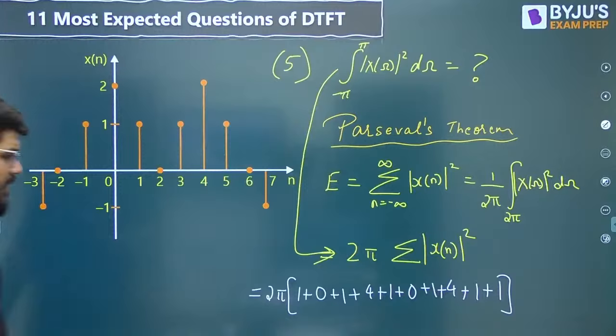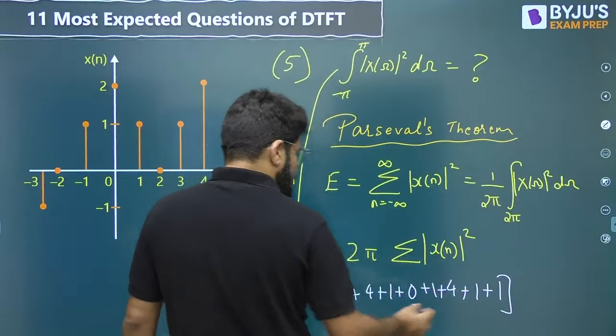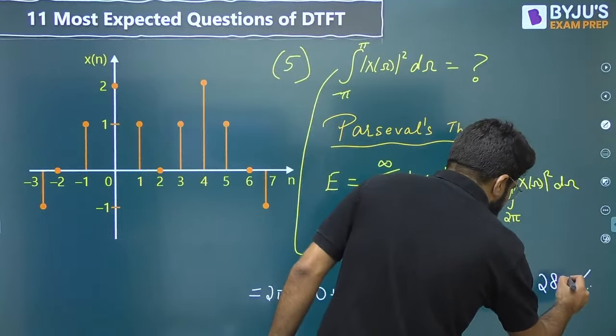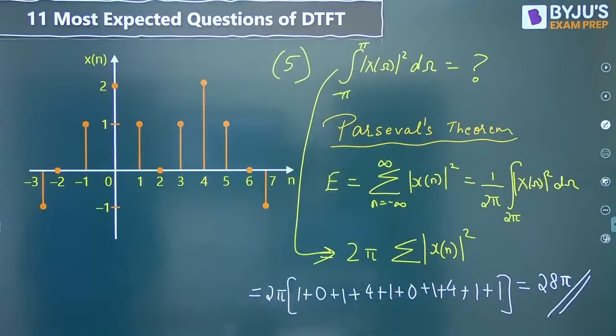They're very soft in the calculation. So 1, 1, then 6, then 7, 8, 9, 10 and 14. 14 times 2 is 28. Just check and match your calculation. Answer should be 28 pi. This part itself is done.